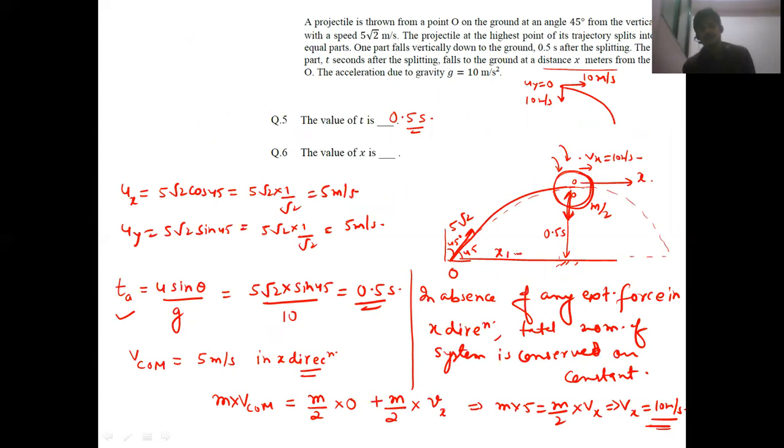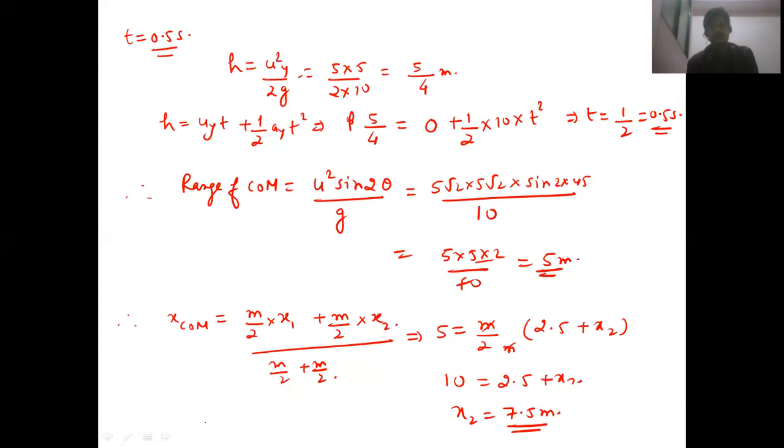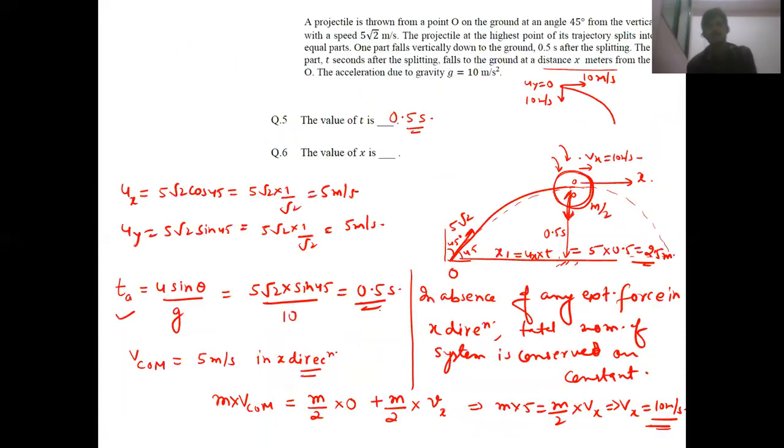X1 is nothing but ux into t. So ux is 5 and t is 0.5, so it will be 2.5 meter. So x1 is 2.5 meter. I can put that value of x1. So it will be 5, with m by 2 taken common, and x1 is 2.5, and x2 we need to find, and this will be m. So m and m get cancelled out. So it will be 10 into 2.5 into 2. So x2 is coming as 7.5 meter. 7.5 meter for this particle.